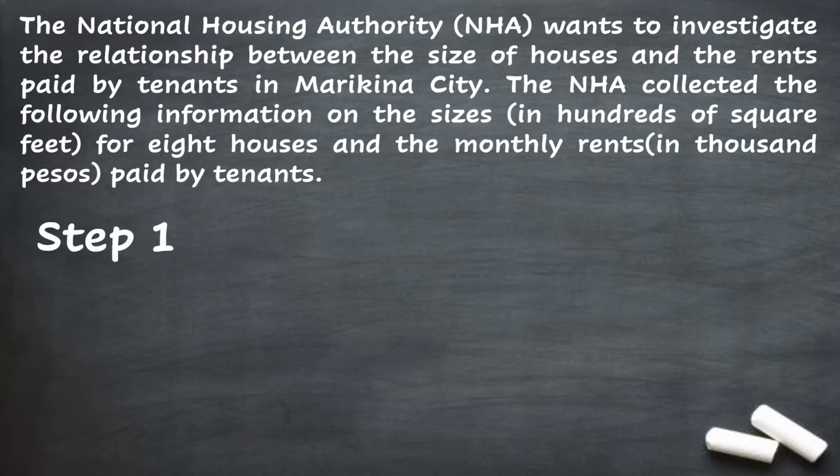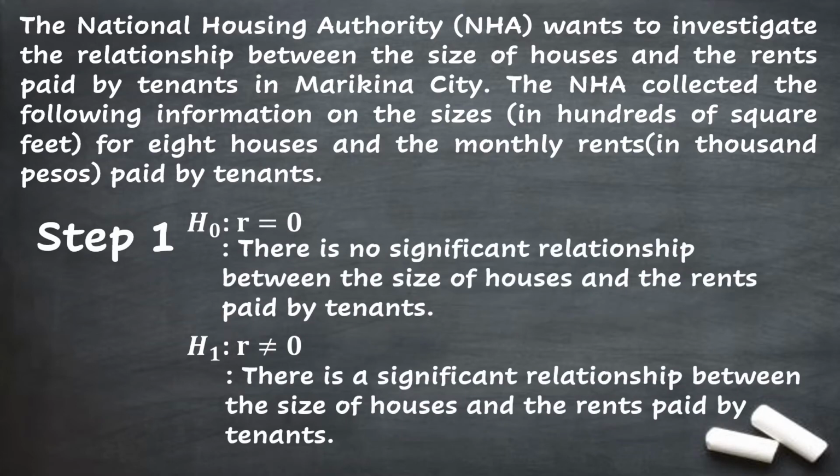First step is to identify the null and alternative hypotheses. As you can see po, in the given problem, the degree of relationship is not stated. So, automatic po, the null hypothesis is R is equal to 0 and the alternative hypothesis is R is not equal to 0. For the sentence form, we have for the null: there is no significant relationship between the size of houses and the rents paid by tenants, and for the alternative: there is a significant relationship between the size of houses and the rents paid by tenants.